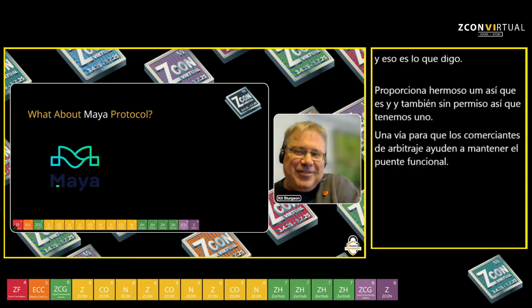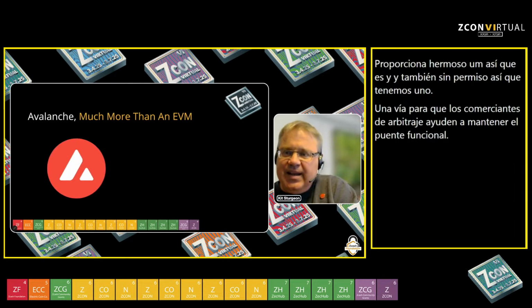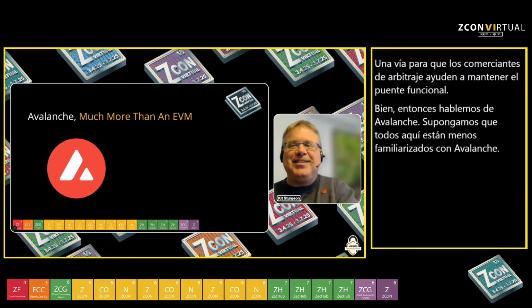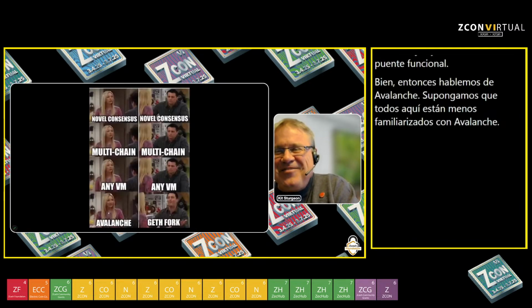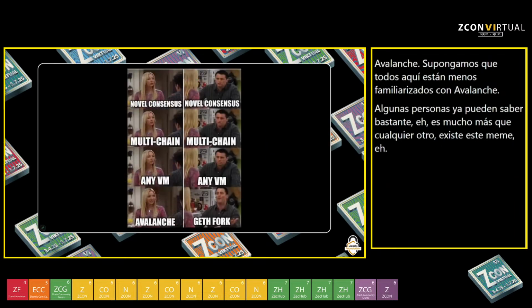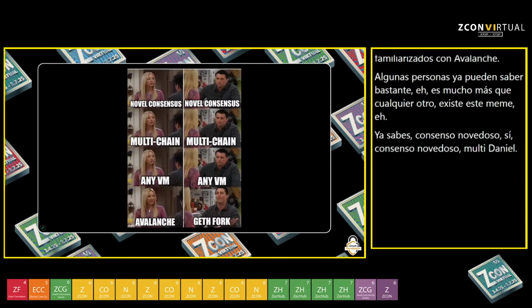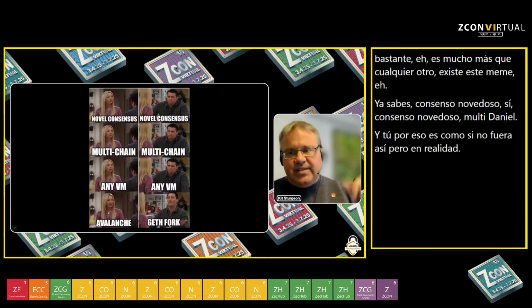Okay, so let's talk about Avalanche. I assume everybody here is less familiar with Avalanche, though some people may already know quite a bit. It's much more than an EVM. There's this meme: novel consensus, multi-chain, NEVM, Avalanche, Geth fork, and then it's just like an Ethereum fork. But in reality, Avalanche is a network of autonomous blockchains called Avalanche L1s.